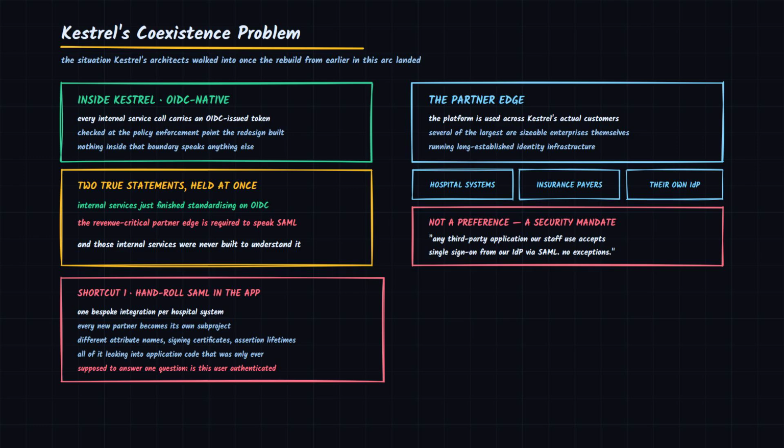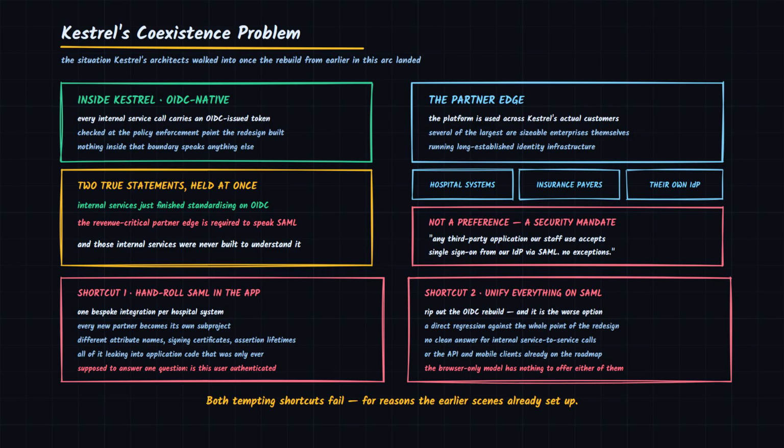Ripping out the OIDC rebuild to unify everything on SAML instead is worse. A direct regression against the whole point of the Zero Trust redesign. And SAML's browser-only model has no clean answer for internal service-to-service calls or the API and mobile clients already on Kestrel's roadmap.